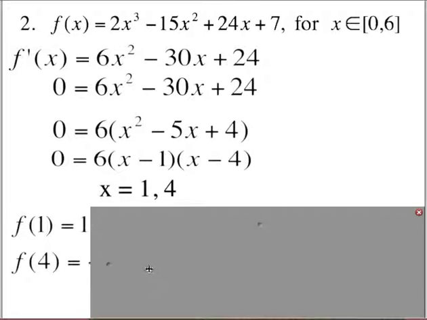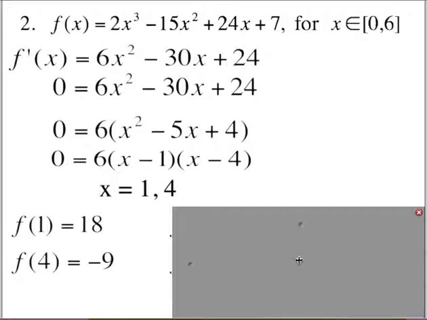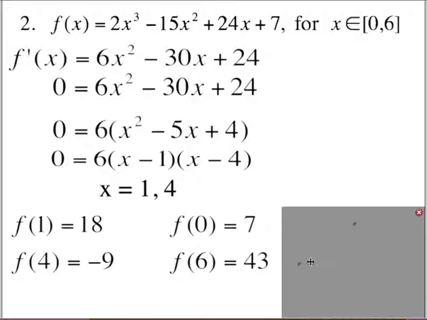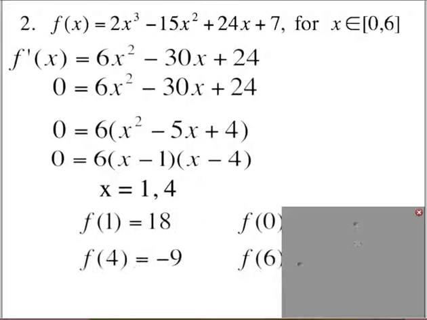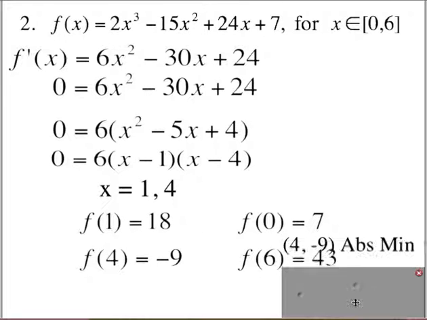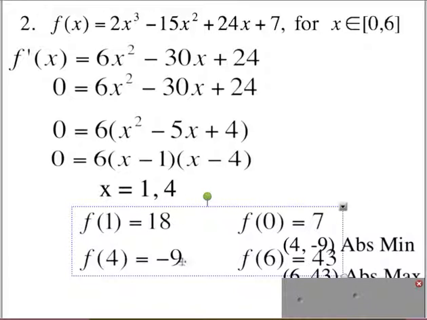So f of 1 is 18. f of 4 is negative 9. And then don't forget to plug in your endpoints 0 and 6. So f of 0 is 7, and I get a y value of 43 for 6. And therefore my smallest value, my absolute minimum, is at an x value of 4 and a y value of negative 9. And then my largest y value occurs when my x value is 6, and so my absolute max is at 643.